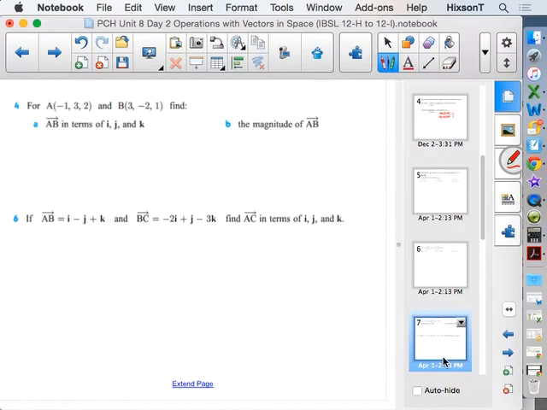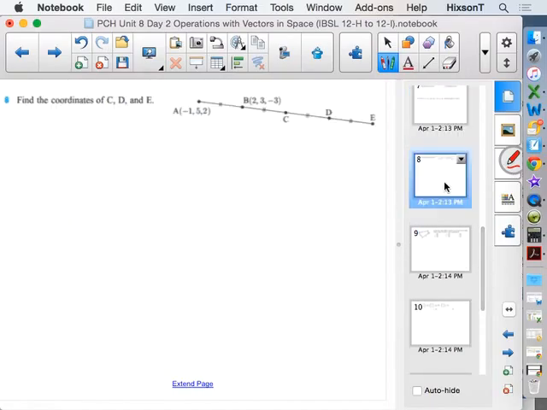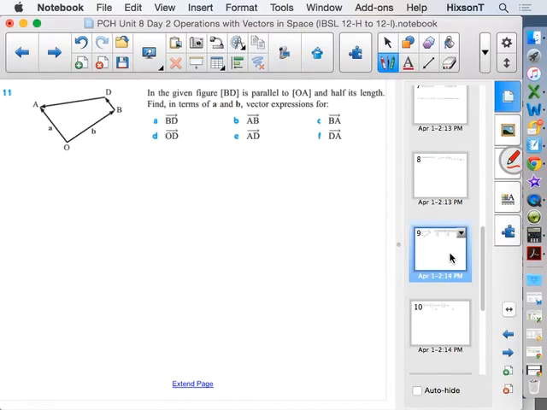Here's some getting used to dealing with different notation. This kind of uses some logic as well. Remember, what do these little marks mean? They're equal lengths. So from A to B, B to C, C to D, and D to E, it's all the same length.